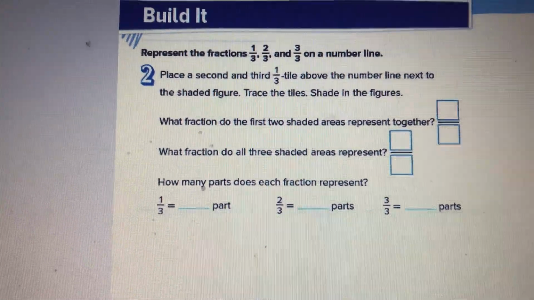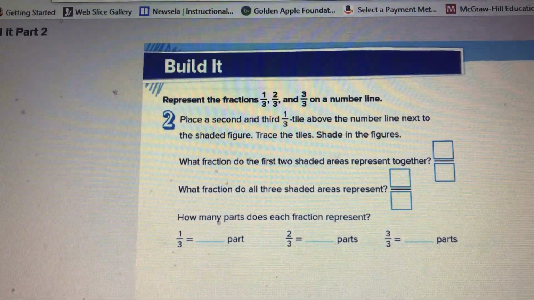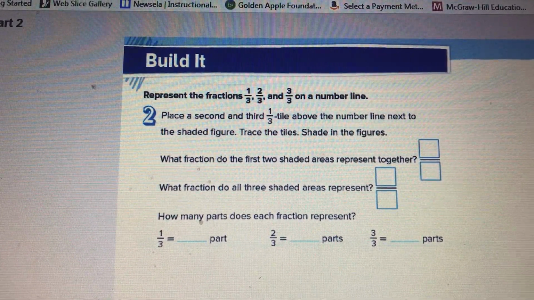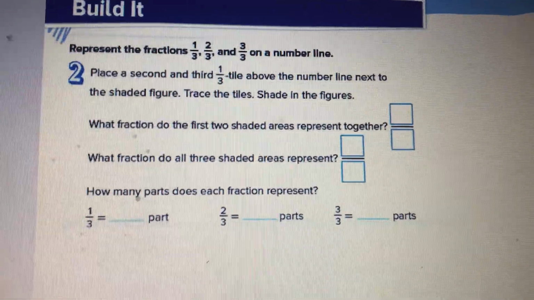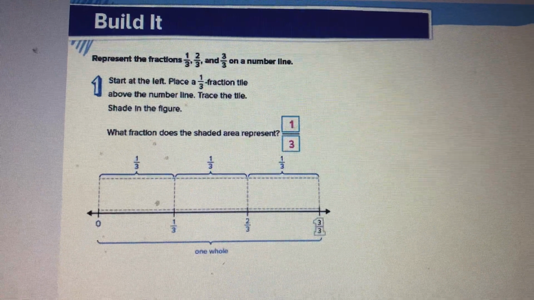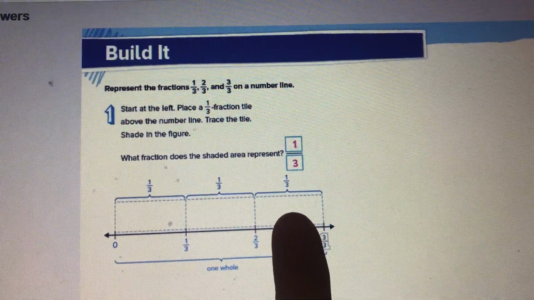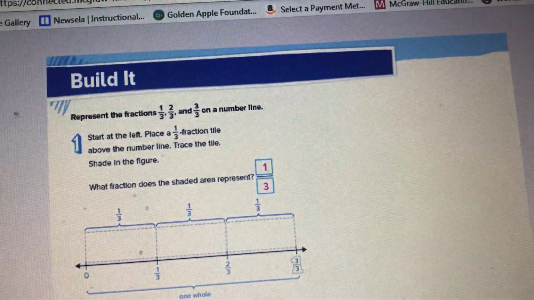Represent the fractions 1/3, 2/3, and 3/3 on a number line. Place a second and third 1/3 tile above the number line next to the shaded figure. Trace the tiles, shade the figures. Obviously you're not going to do this, but if you look back at your work here, they're asking you to put a second one here and a third one here. If you don't have that in your book, you can go ahead and add a second one and a third one here.